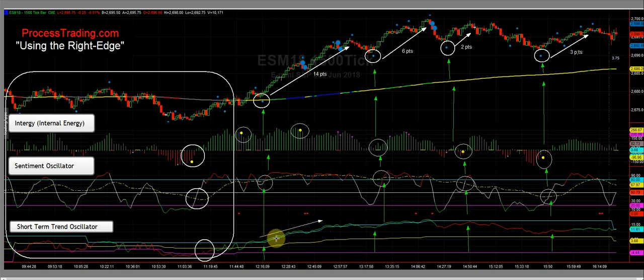We have a very positive sign from the short-term trend oscillator right here. Then, once again, we have the momentum line cutting through the sentiment line to the upside. But not only that, we have the sentiment line itself cutting through the upper bound. When that sentiment line goes above the upper bound, you know that there is strong demand to take prices higher. The sentiment is overwhelming to take prices higher.